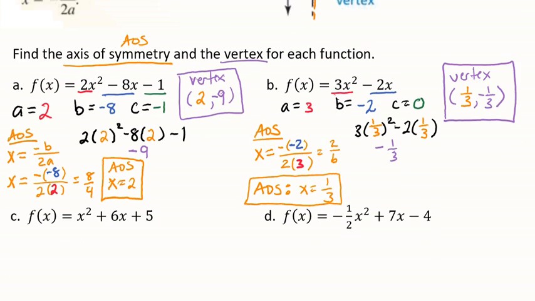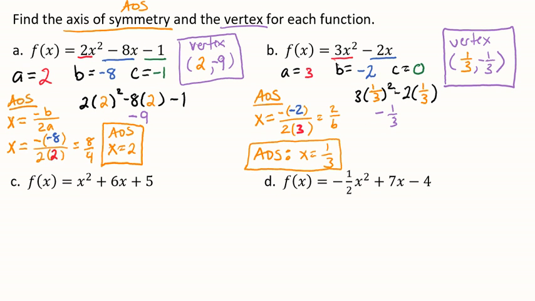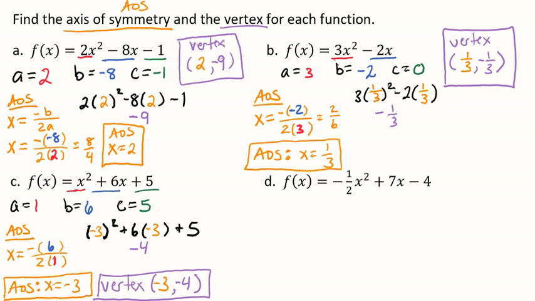Let's go ahead and look at 2 more. I want you to do letter C and letter D on your own. We'll start with letter C. So push pause and do letter C, and then when you're done, push play, and let's see if you were right. You should have gotten an axis of symmetry of negative 3 and a vertex of negative 3, negative 4. If you got that wrong, look at the work and see where you might have made a mistake.